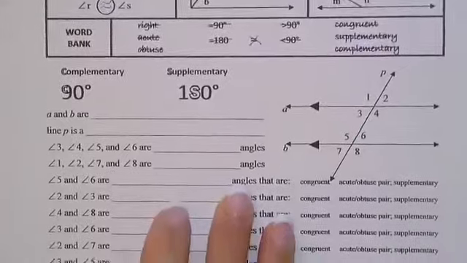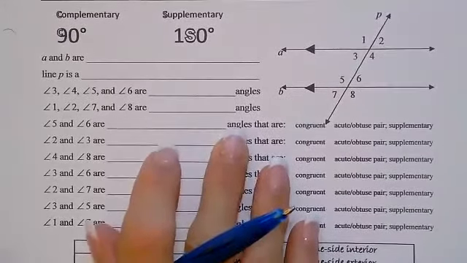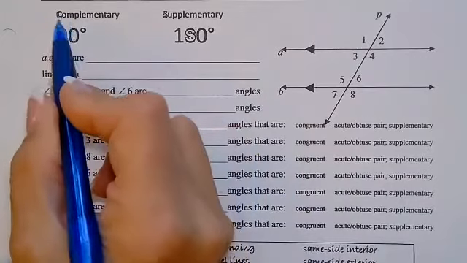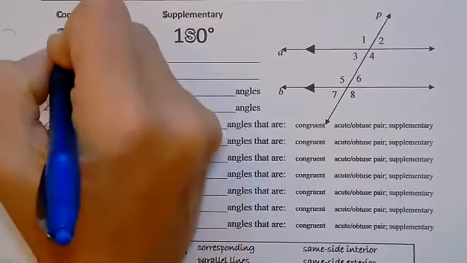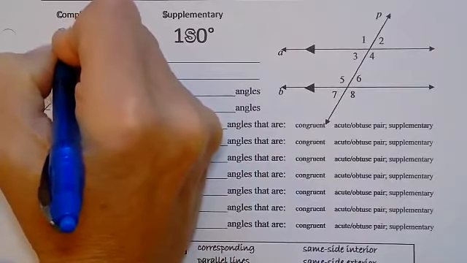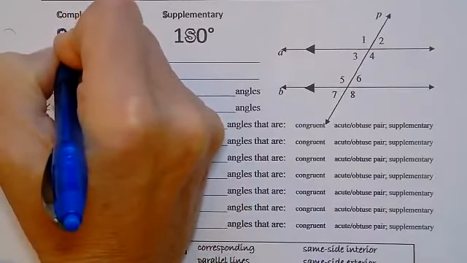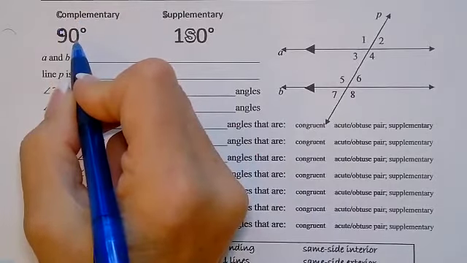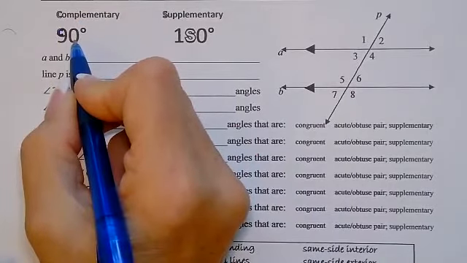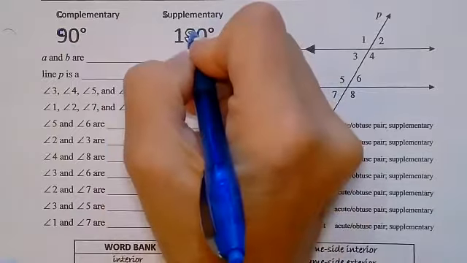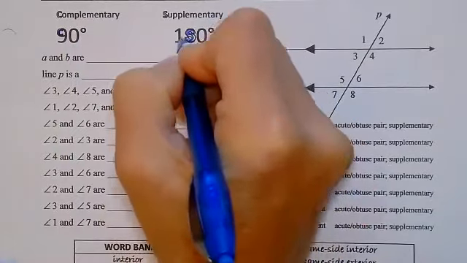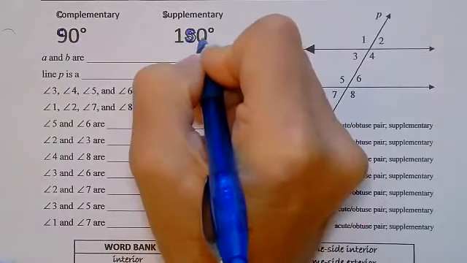Okay, this is a little way to remember the difference between complementary and supplementary. So complementary can go like the C in the 90. Complementary angles are 90 degrees, equal 90 degrees. Supplementary angles equal 180 degrees.